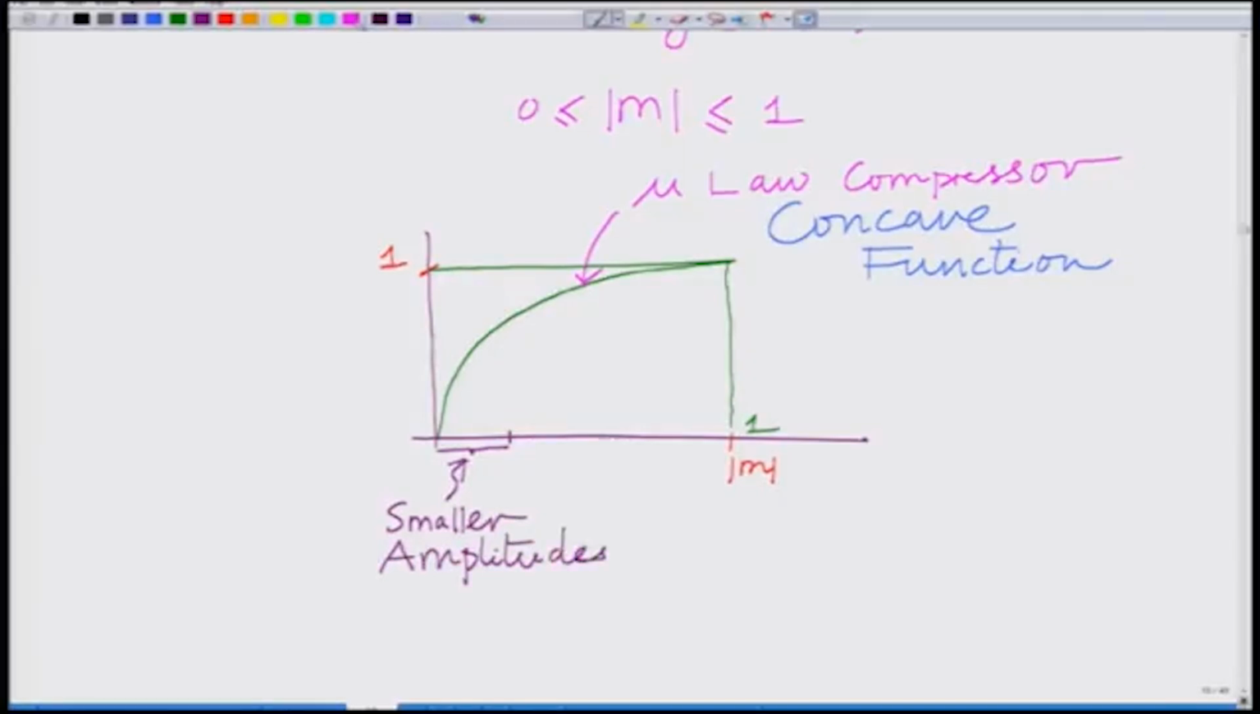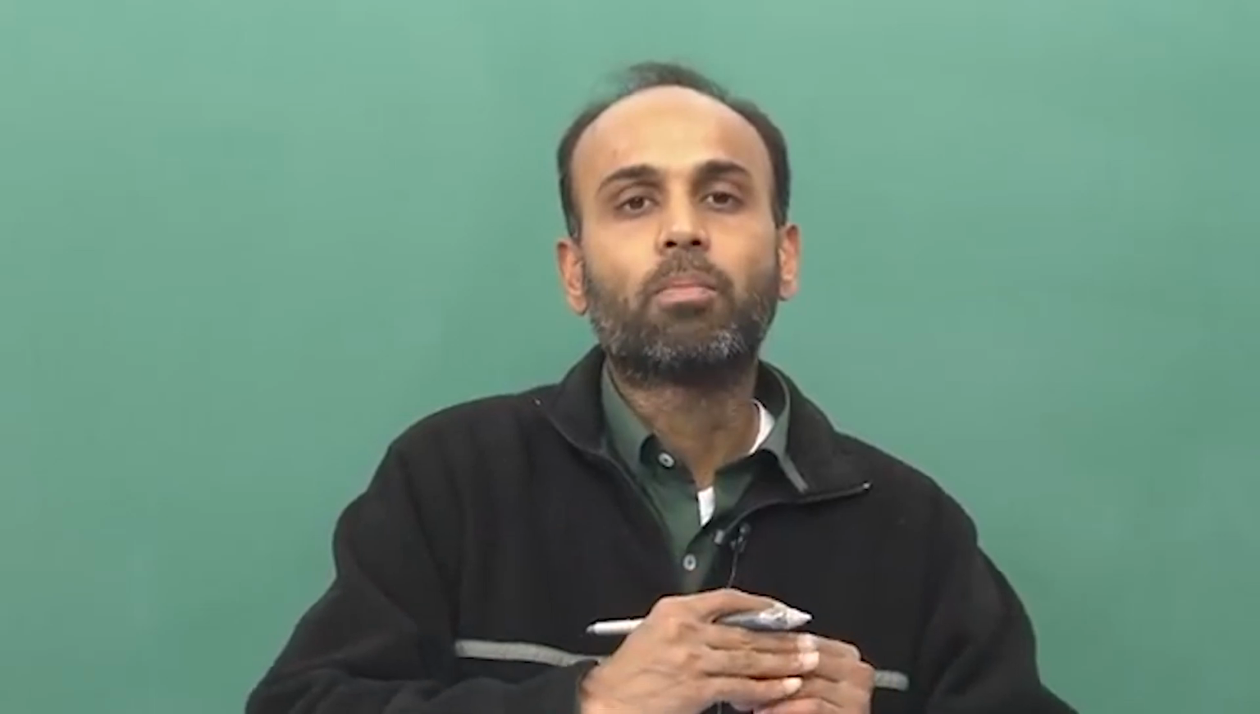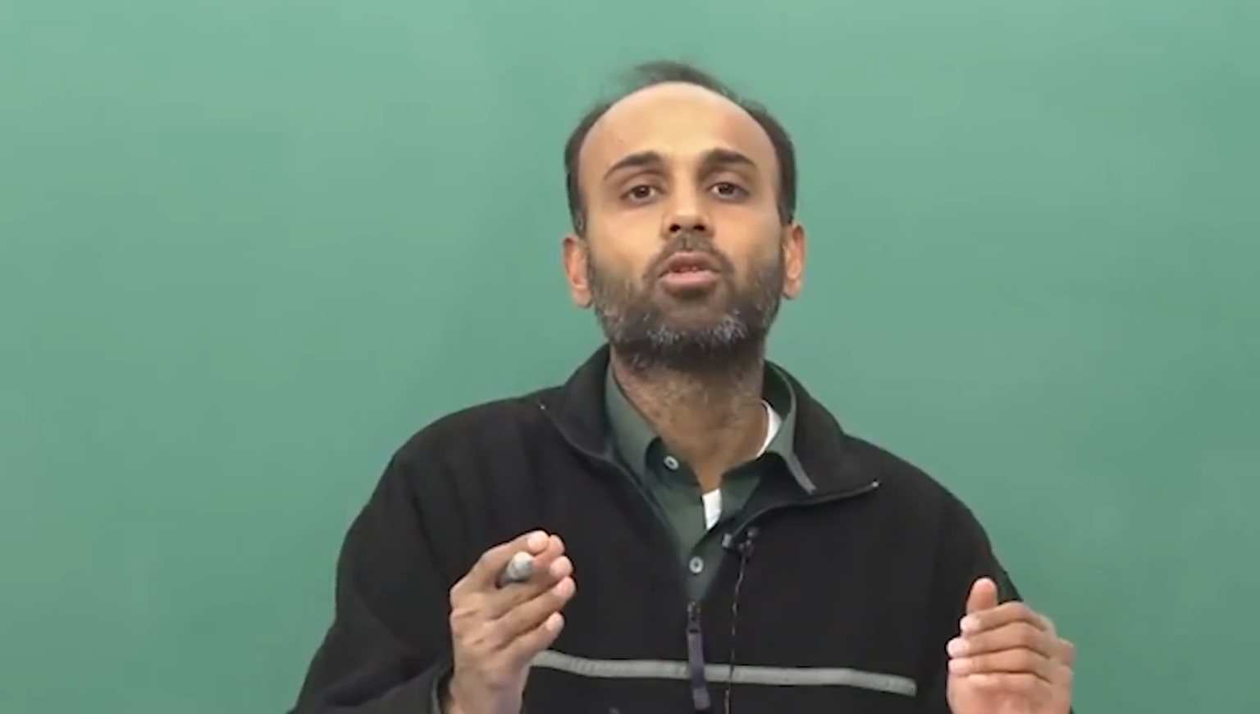Now, this region is mapped to this. So, this corresponding region, you can see, is expanded. Because of the concave nature of the log function, this smaller amplitude region is expanded at the output of this compressor. It is spread, or basically expanded, to a much larger region.